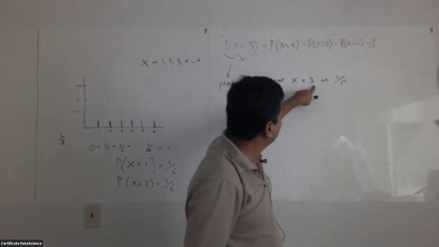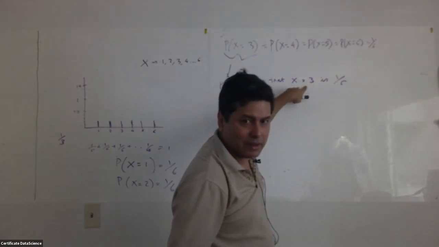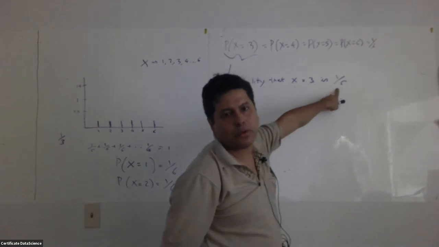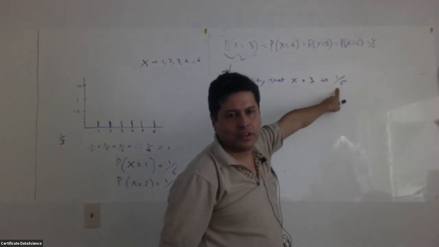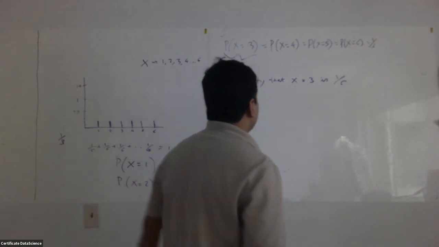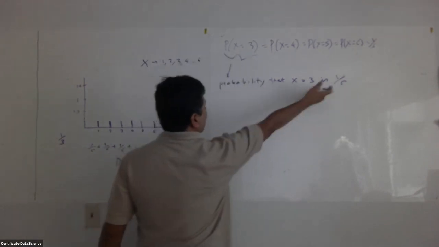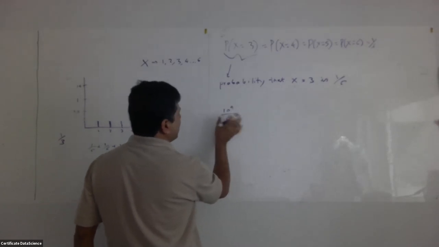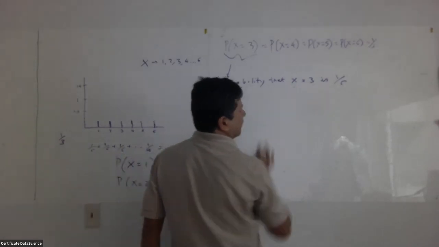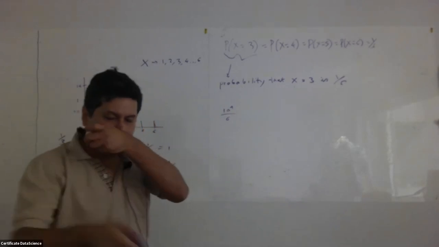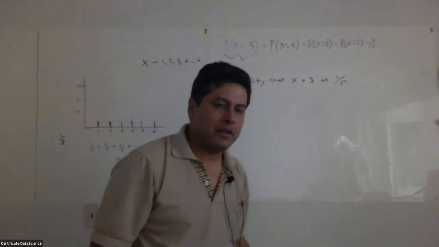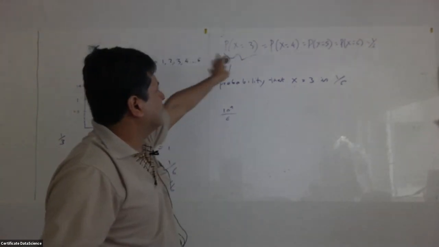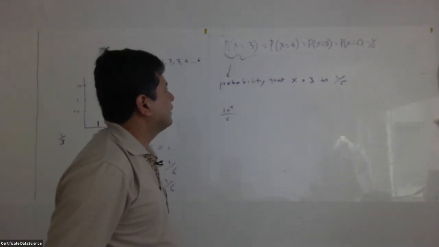That means the chances, if you keep doing this experiment many, many times, that you'll get X equal to 3, or you get 3 as the outcome, because that's a random variable, is 1/6 of the total number of trials you do. If you do 1 billion, then the number of times you can expect to get 3 is 10 to the power 9 by 6, if you keep tossing the die. So that's how you can say this is a distribution.